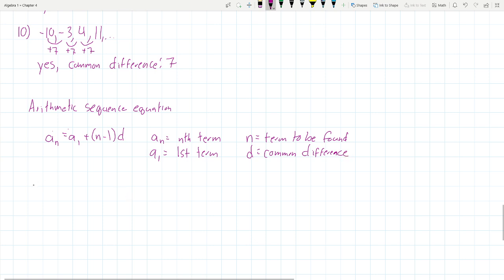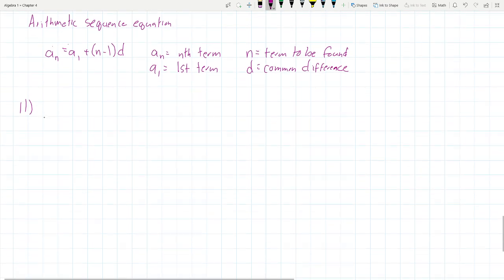Okay. So looking at number 11, it says for 11, 12, 13, 14, write an equation for the nth term of the arithmetic sequence, then find a sub 10. So the first thing we have to figure out is what the equation is. We're given negative 3, negative 1, 1, 3. Negative 3 to negative 1 is plus 2. Negative 1 to 1 is plus 2. 1 to 3 is plus 2. So my common difference is 2.